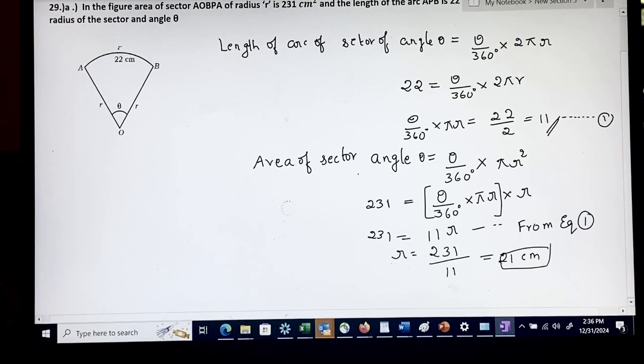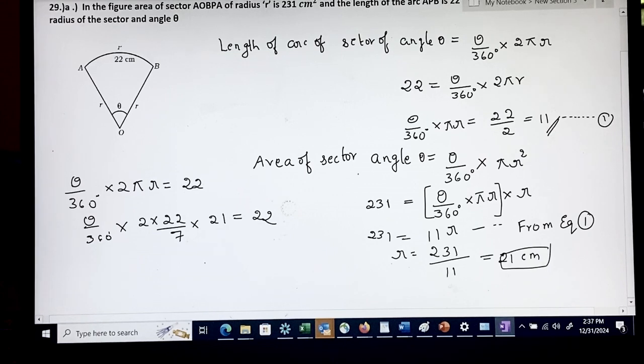Now we know the value of r as well. Now how do we find the value of theta? Let's use the length of the arc formula, that is theta by 360 into 2 pi r. We know the length of the arc is 22. So theta by 360 degrees into 2 into, the value of pi being 22 by 7, into r, which is 21, is equal to 22.